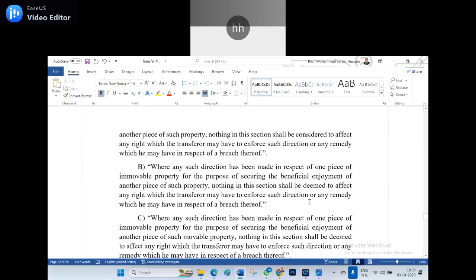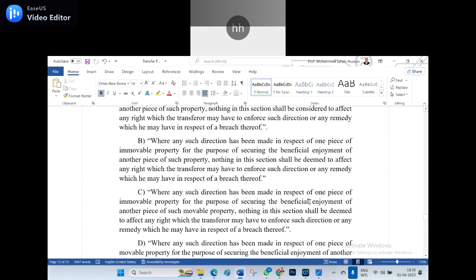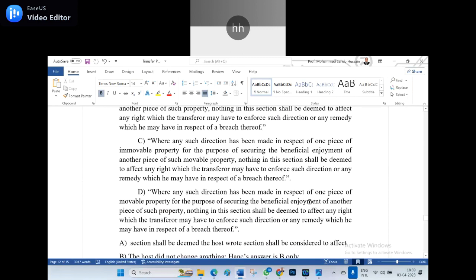B, where any such direction has been made in respect of one piece of immovable property for the purpose of securing the beneficial enjoyment of another piece of such property, nothing in this section shall be deemed to affect the right which the transferee may have to enforce such direction or any remedy which he may have in respect of breach thereof. C, where any such direction has been made in respect of one piece of immovable property for the purpose of securing the beneficial enjoyment of another piece of such immovable property, nothing in this section shall be deemed to affect the right which the transferor may have to enforce such a direction or any other remedy which he may have in respect of breach thereof.